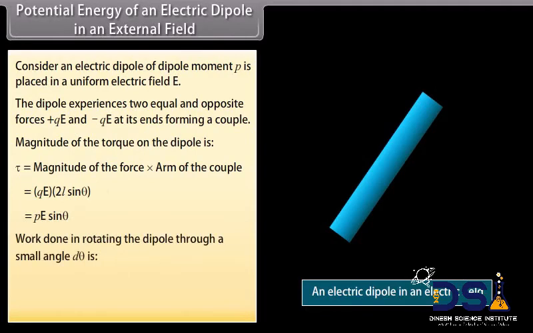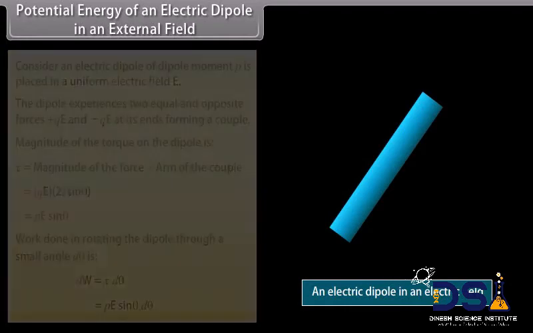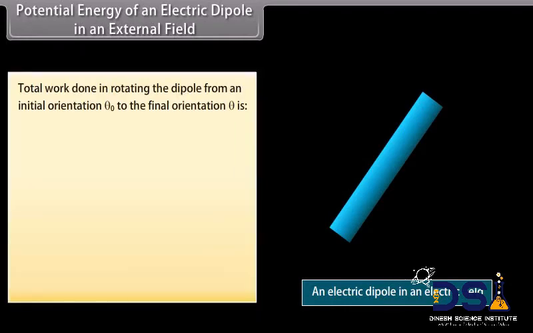Work done in rotating the dipole through a small angle d theta is equal to tau d theta, which is equal to PE sin theta d theta. Total work done in rotating the dipole from an initial orientation theta naught to the final orientation theta is W equals minus PE times cos theta minus cos theta naught.